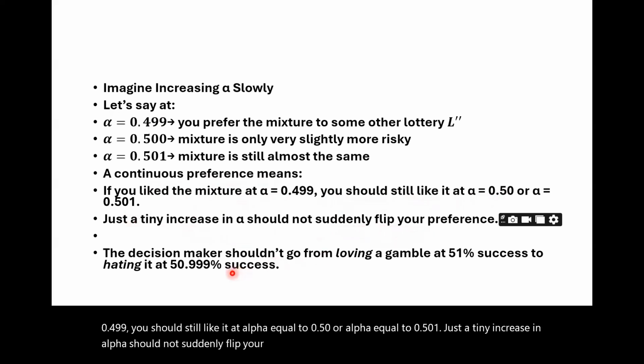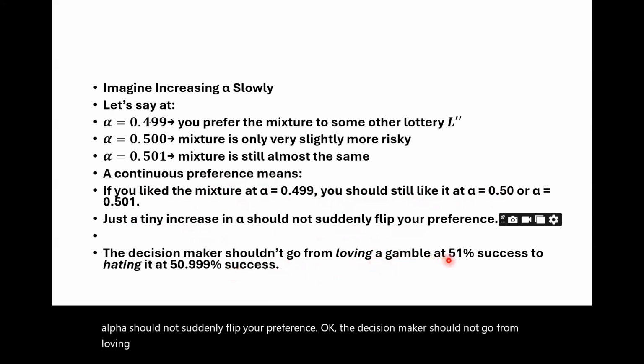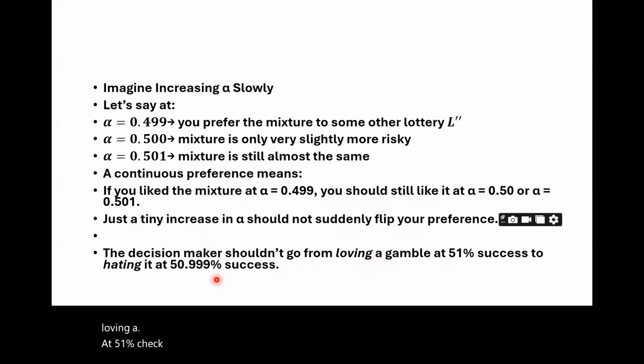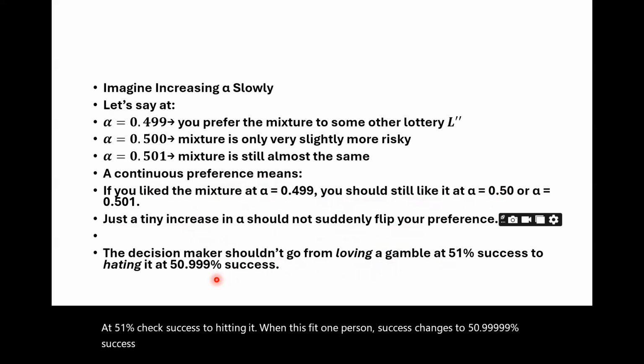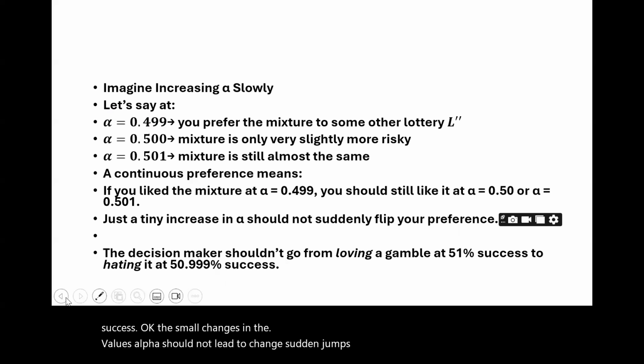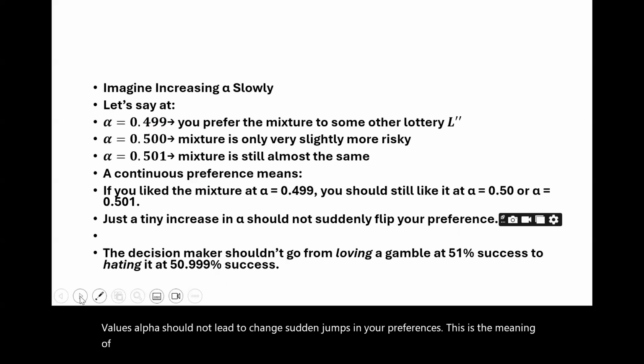The decision maker should not go from loving a gamble at 51% chance of success to hating it when this changes to 50.99999% success. Small changes in the value of alpha should not lead to sudden jumps in your preferences. This is the meaning of the continuity axiom.